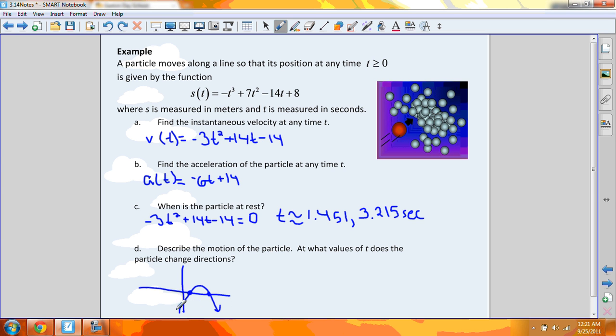Okay. I don't care the height of it, right? I don't care where the vertex is. All I care about is where it's positive and negative. And if I already know the zeros and whether it opens up or down, I know that it looks like this.